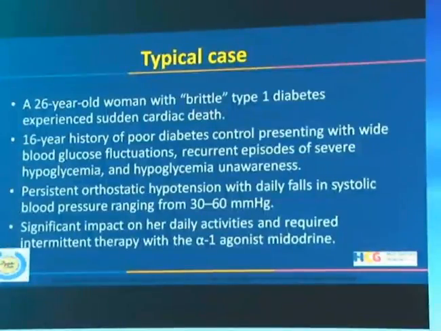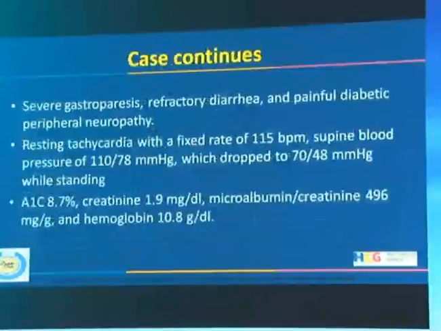A 26-year-old woman with brittle type 1 diabetes experienced sudden cardiac death. Why did this happen? She had a 16-year history of poor diabetes control, presenting with wide blood glucose fluctuations, recurrent episodes of hypoglycemia and hypoglycemia unawareness. Persistent orthostatic hypotension with daily falls in systolic blood pressure ranging from 30 to 60 millimeters, with significant impact on her daily activities, although she was treated with midodrine.